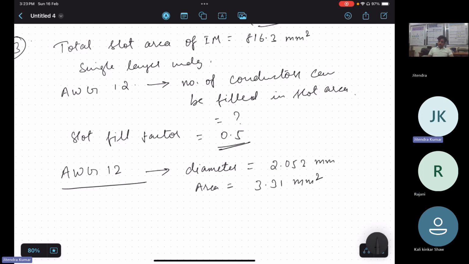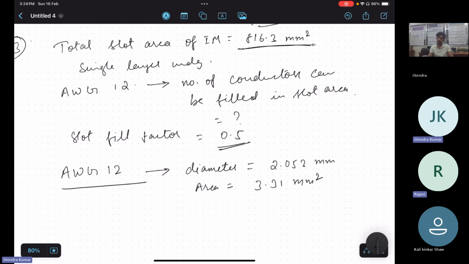Now, since we are given the total slot area of the induction machine and the fill factor, we will have a certain area in which the total number of conductors could be filled, and that is 50% of the total area. So could you explain why it is like that? I just want to understand your understanding. How much area could be occupied by the conductors, and why only 50% and not the whole portion of the slot?